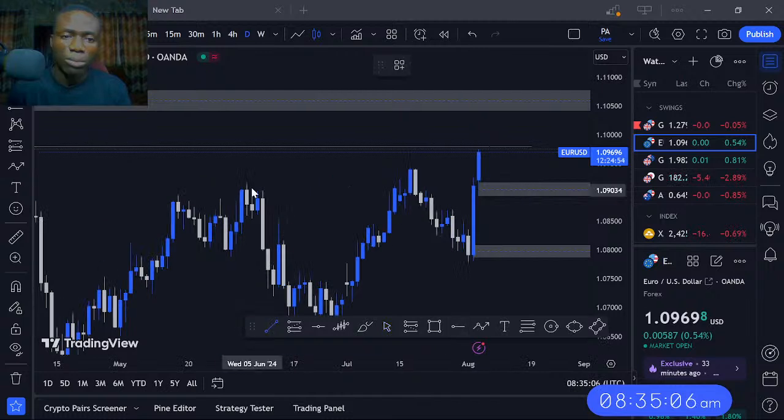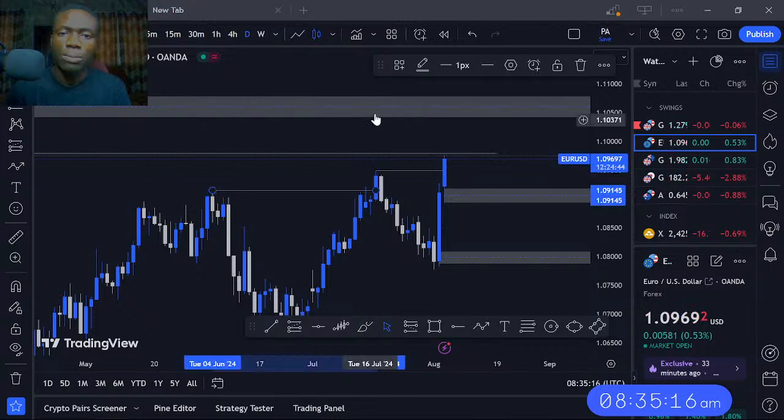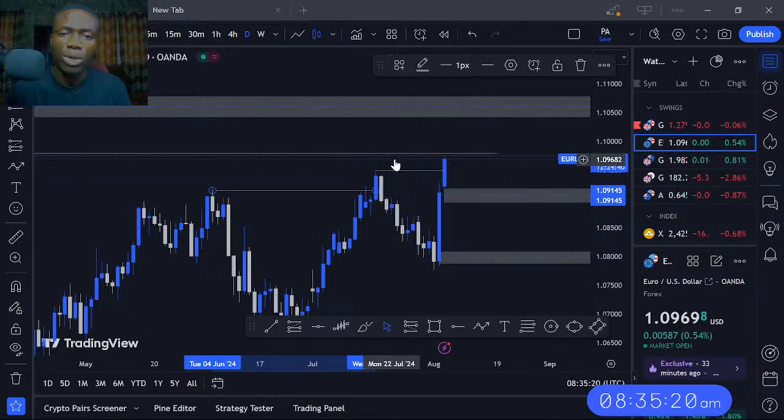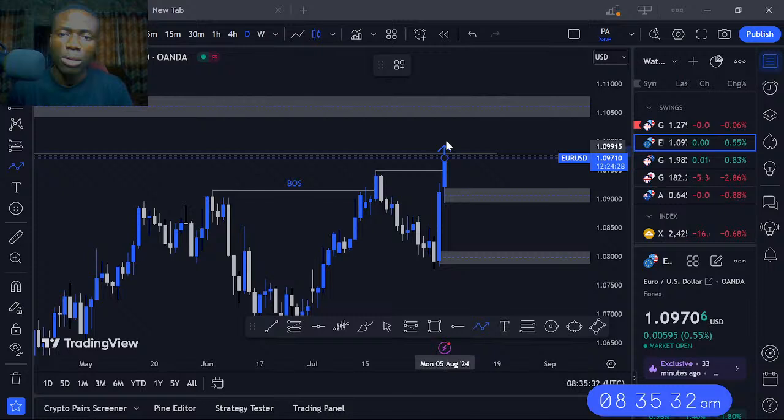Here we had a high, and then here we have another high as well. So the market is still giving us a break of structure to the higher side, and another break of structure to the top side on the daily time frame. If a candle can break above this top here, then we could be looking for buy opportunities.